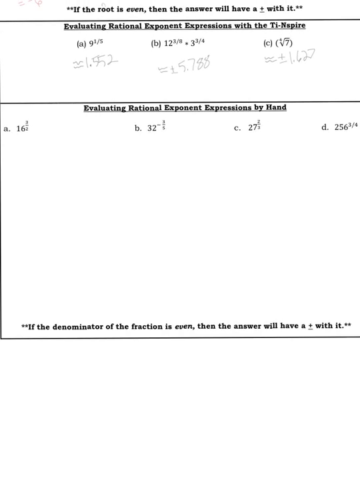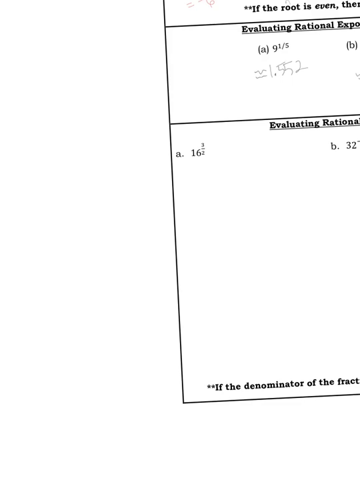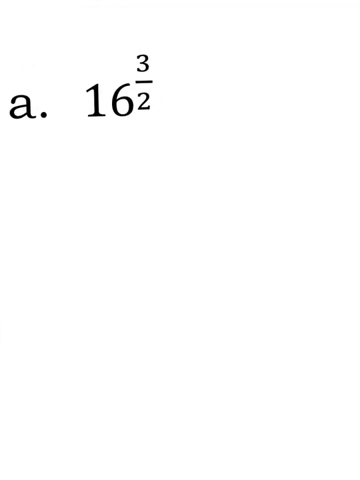If the denominator of the fraction is even, then the answer will have a plus or minus with it. So looking at A and D, they both have even numbers in the denominator of the fraction, so I will have plus or minuses with them.